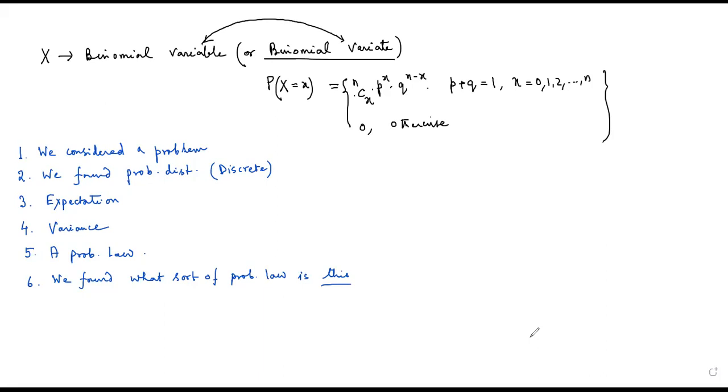Now, once we get this particular law, nCx p to the power x q to the power n minus x, our next job is to keep it in mind. Whenever a problem is given to us, we will try to see whether all these conditions that we have considered to get the binomial probability law are being satisfied by other systems or not. If other systems are behaving in a similar manner, this other system can be a bomb throwing system, or an examination system, or any other system.